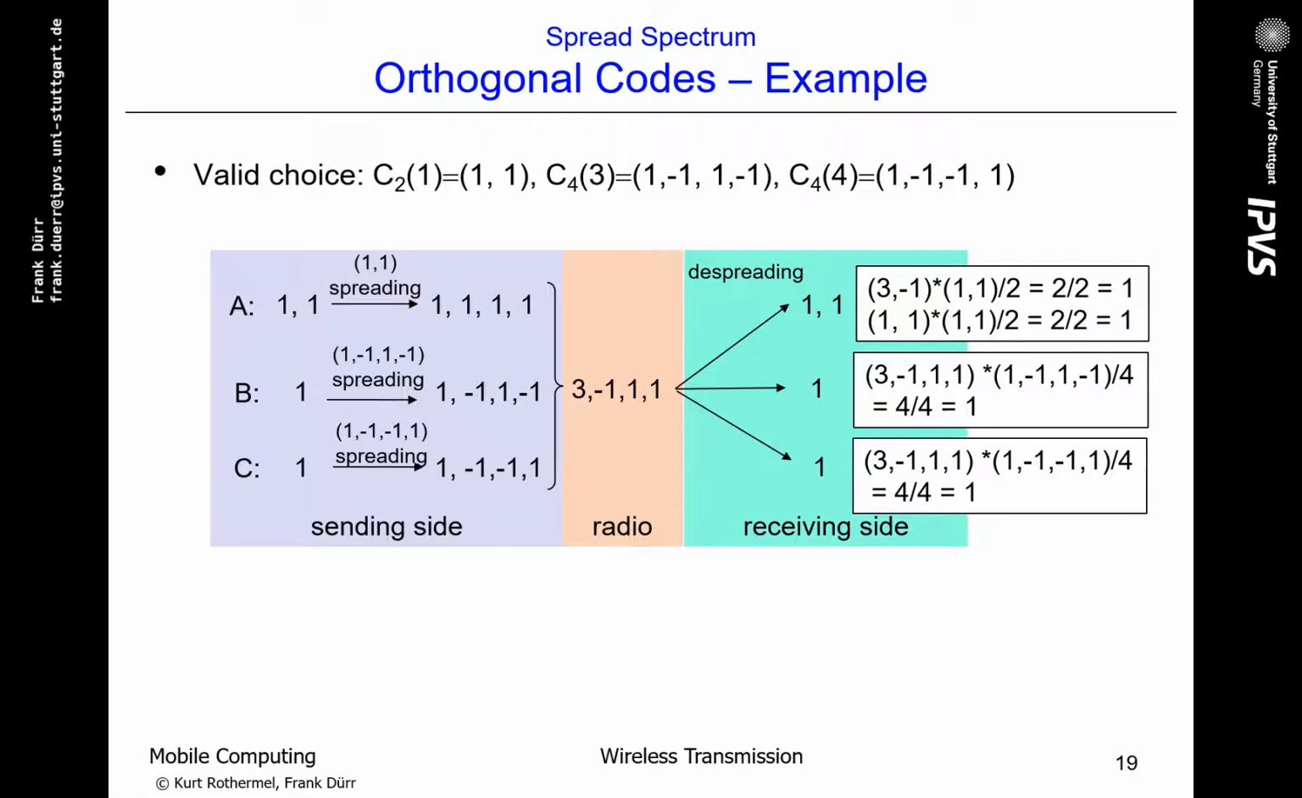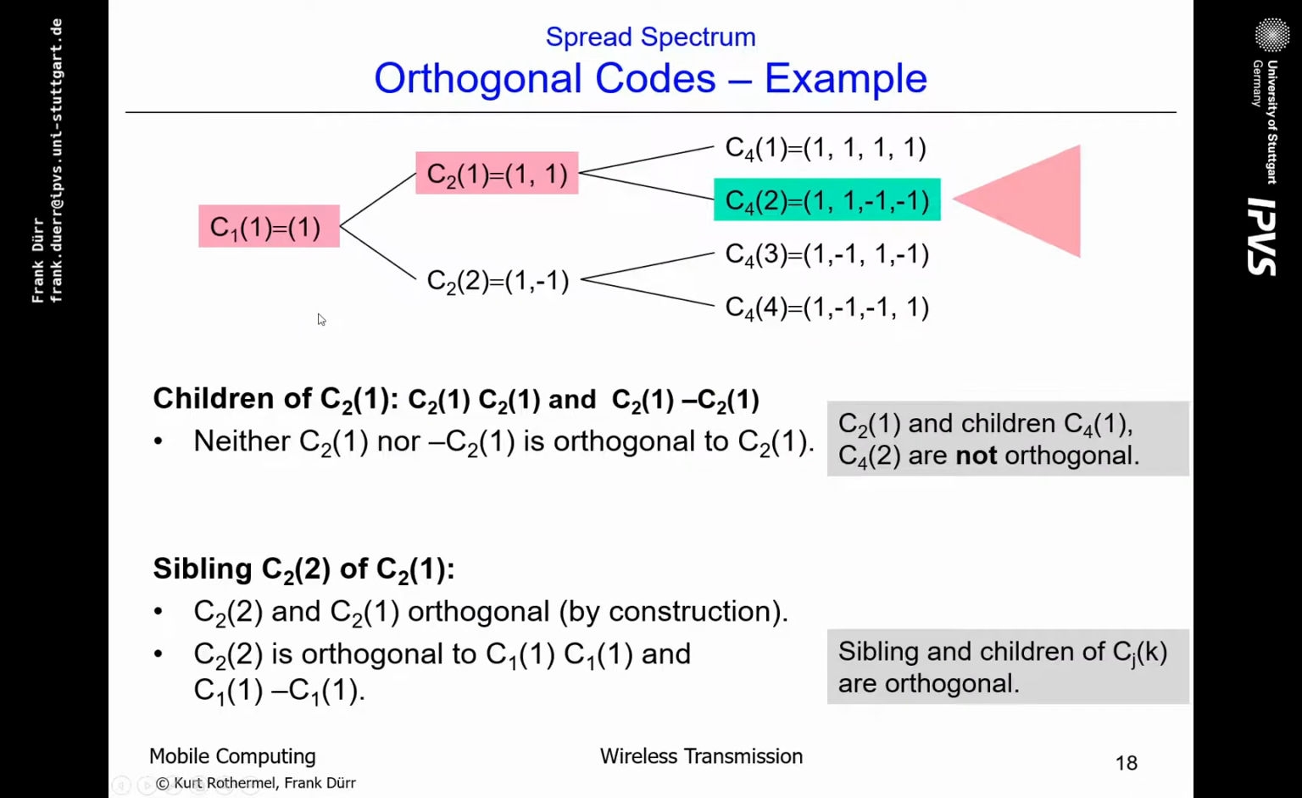So what are valid choices for these 3 different senders? You already see here we have made a good choice. I have chosen here the chipping sequence 1, 1 for the sender A. Maybe let's go back here to our tree form. So we've chosen a chipping sequence 1, 1 for the sender A. That means we can choose these 2 chipping sequences for the senders B and C.